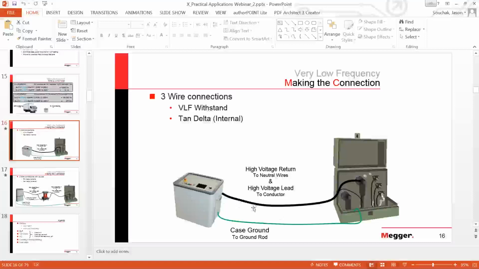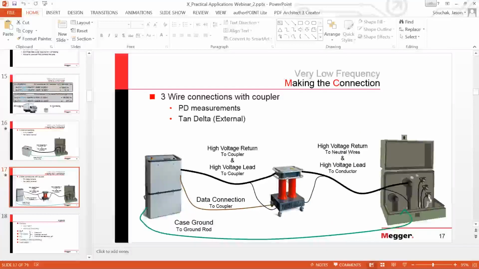The connections for the tan delta are the same as the 3-wire connections for internal. When the tan delta is built into the unit itself, it's just a 3-wire connection. There's nothing extra you have to do. Some units, though, have an external coupler, and it'll be very much the same here. I chose to use a partial discharge coupler, otherwise the slides get too complicated. But it's very much the same. We have to bring the high voltage lead through the coupler and out to the cable, and also bring a data connection and the high voltage returns as well. But the connection is very similar to that.